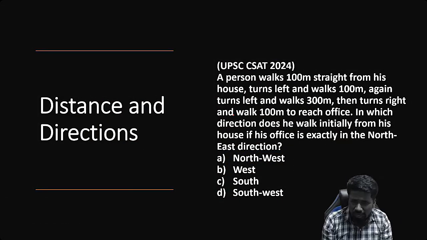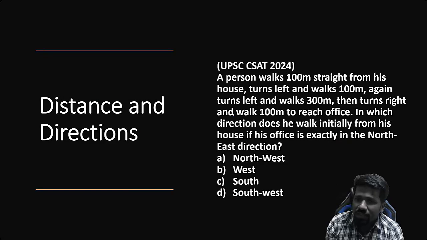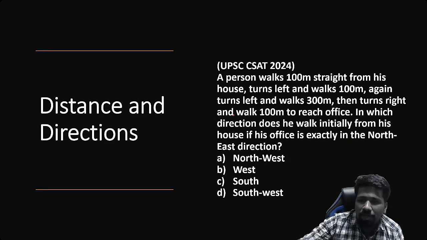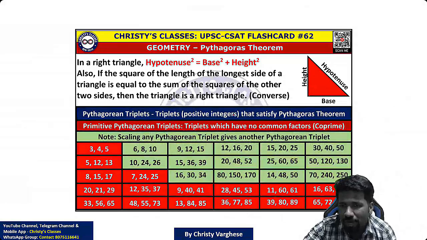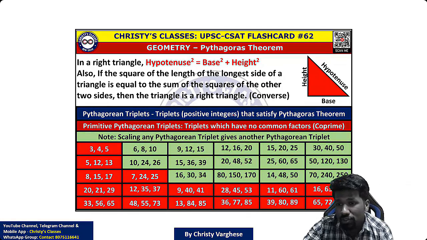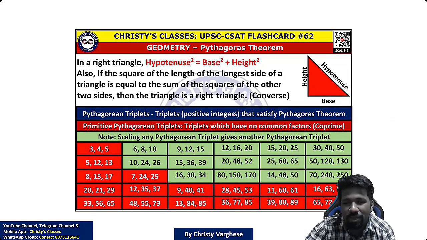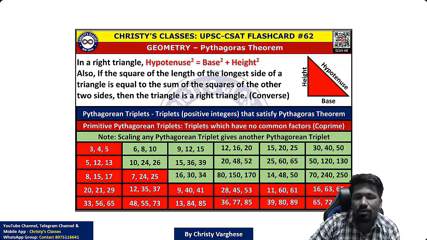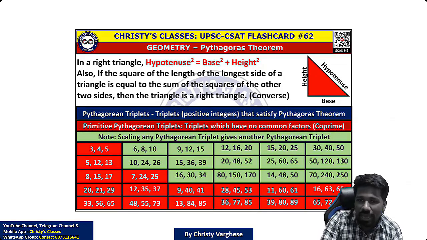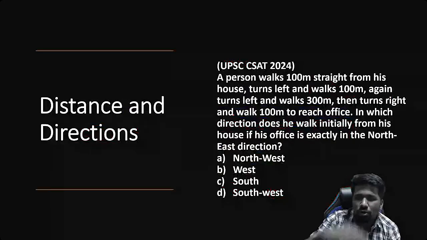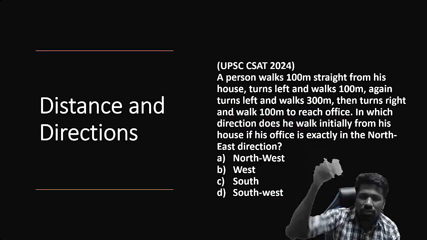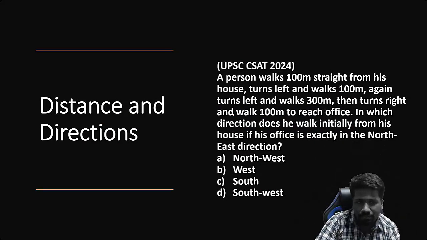So distance and direction, another topic. This was a 2024 problem. Again, you should have a proper idea of this. Pythagorean triplet. Pythagoras theorem you have learned in school, but that is not enough. You should know what is a Pythagorean triplet, and you should know how to create infinitely many Pythagorean triplets from a single Pythagorean triplet. And definitely you should know what is north, south, east, west, northeast, southeast, north to southwest, etc.